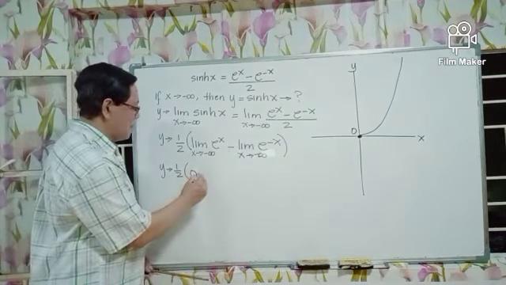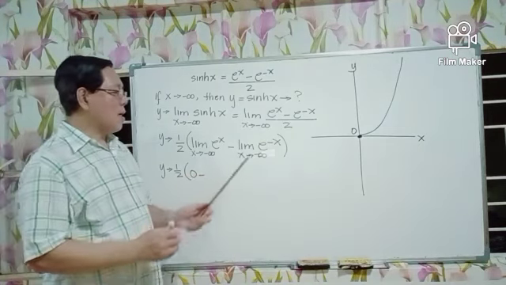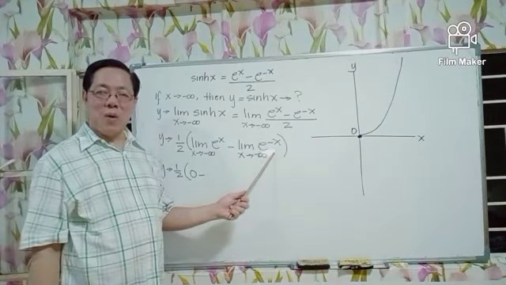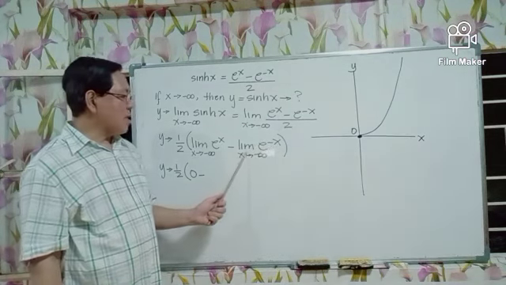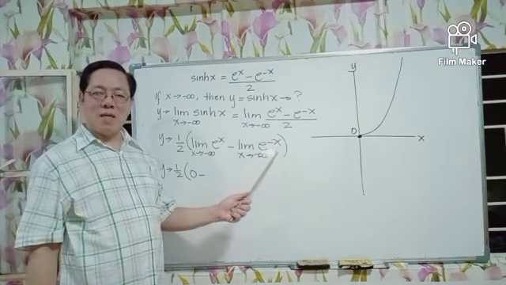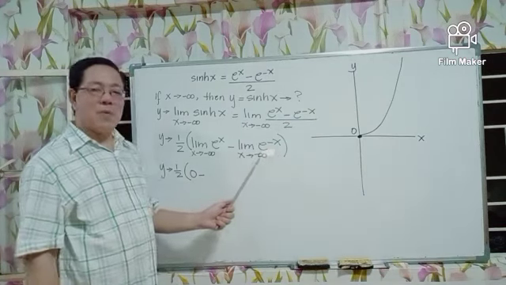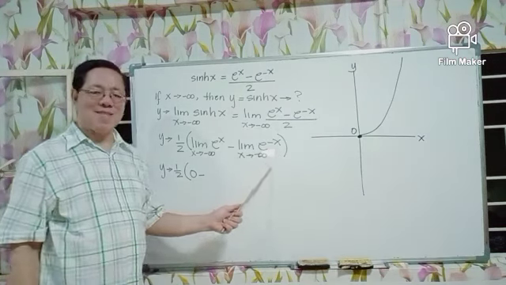Minus, and we apply the property of exponents to remove the negative exponent here, and we write the limit of 1 over e to the x as x approaches negative infinity.